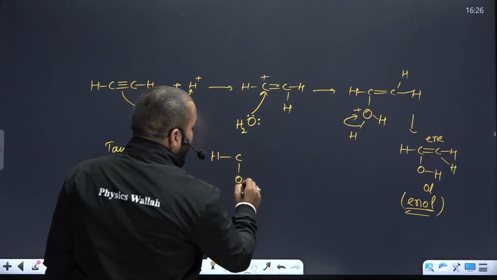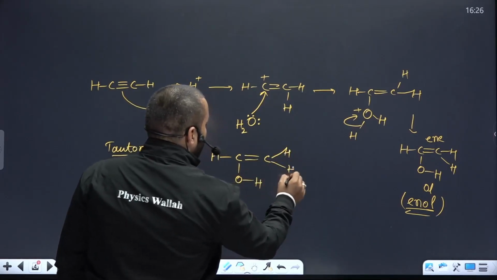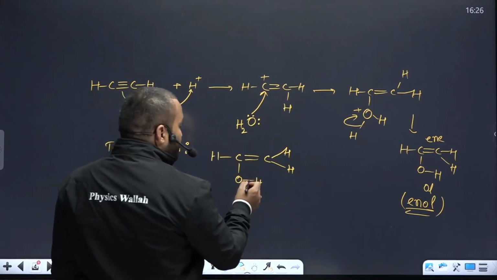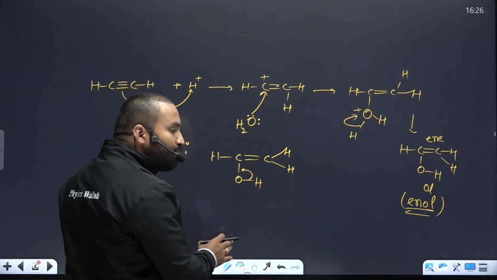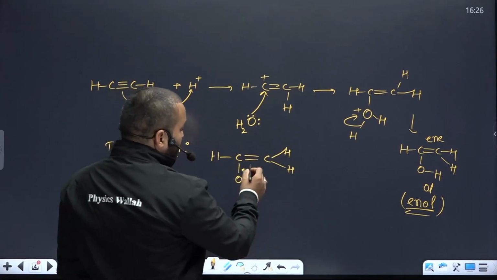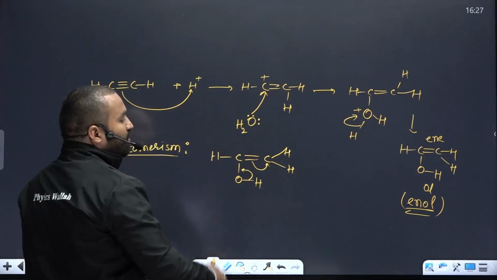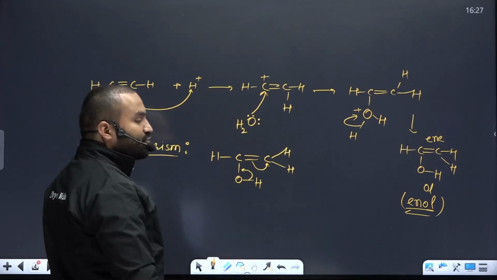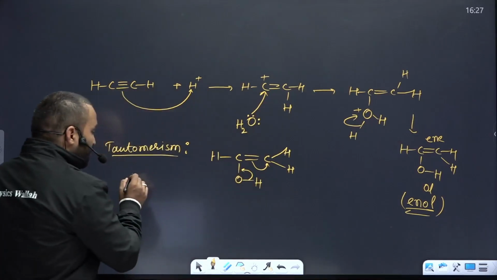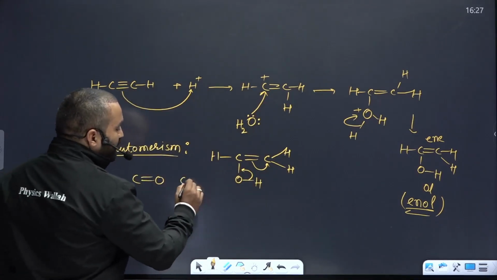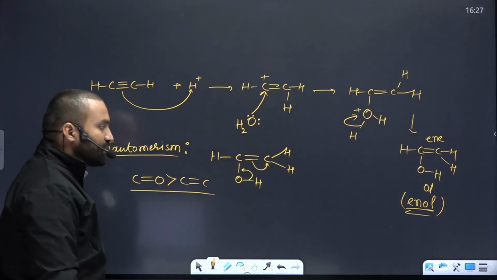So I have the enol, CH2 molecule. In the tautomerism process, generally one of the hydrogens hops from one place to another. This carbon double bond breaks. What's the driving force for this tautomerism? The generation of the carbon-oxygen double bond, which is of much more strength than the carbon-carbon double bond. This is a stronger bond, with much more stability.